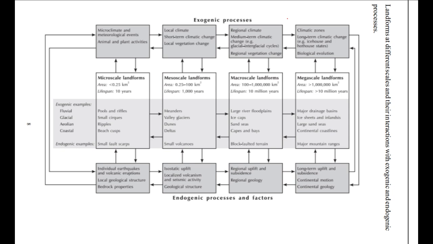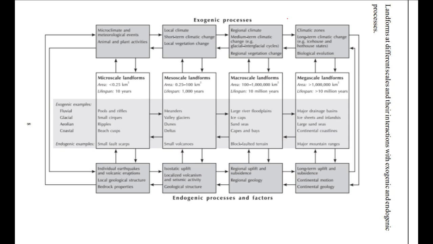Impact on landforms. Endogenic processes shape landforms through processes like mountain building: formation of mountain ranges through processes like folding and faulting. Volcanic landforms: creation of volcanoes, lava plateaus, and calderas. Fault scarps: steep cliffs formed by the movement of faults.